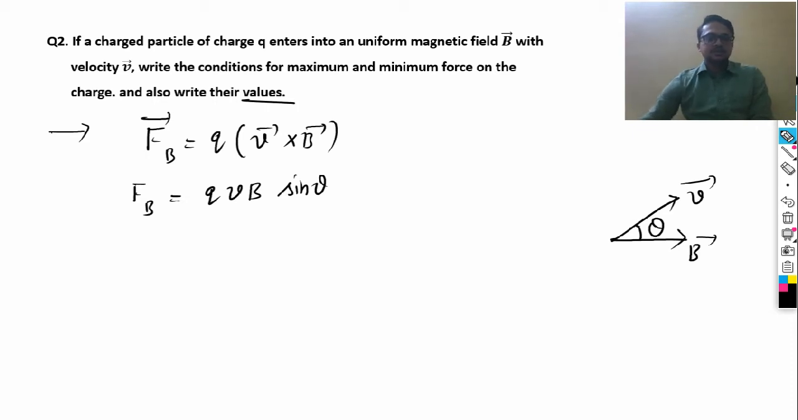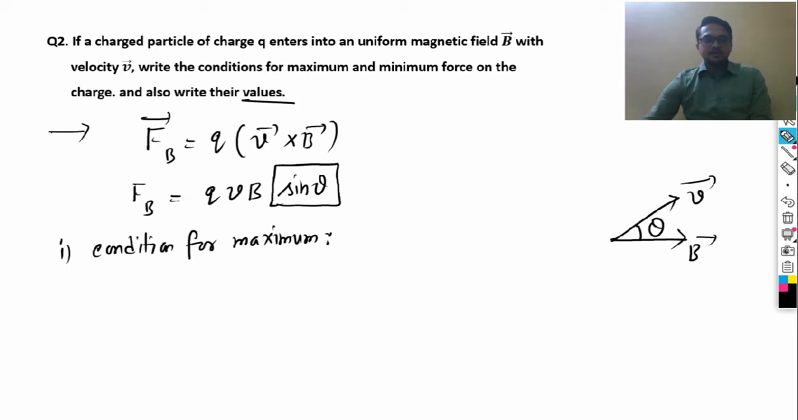Okay, now condition for maximum. So our first one, condition for maximum. Condition for maximum means here charge, velocity, magnetic field, all are constant. Okay, all are given in the question, they are constant, you cannot change them. So there is only one variable, the variable is sin theta. That means we can change the angle between V and B. So condition for maximum means sin theta will be maximum.